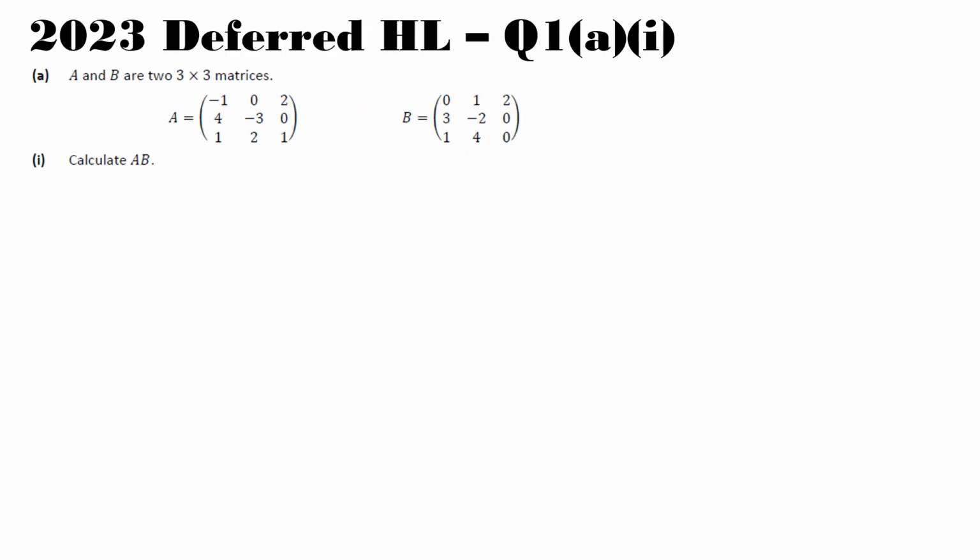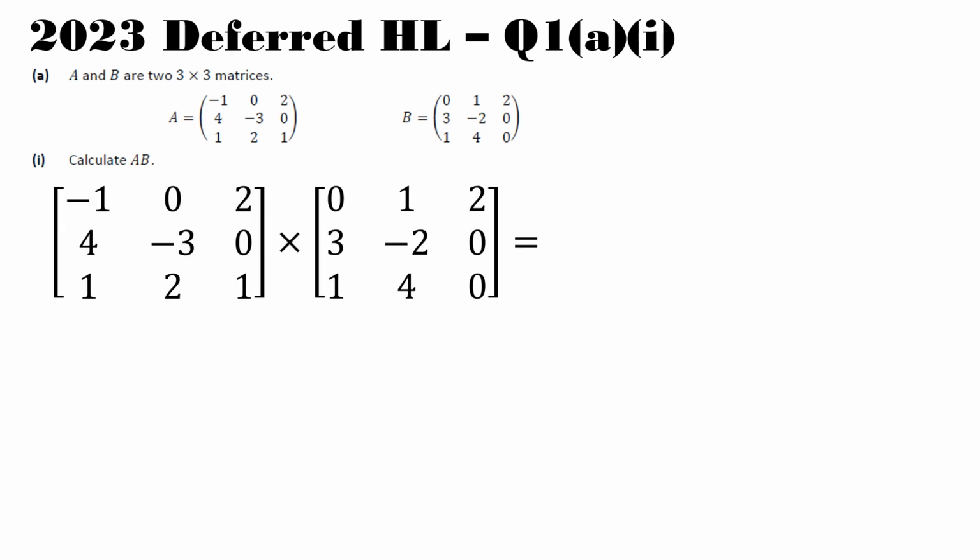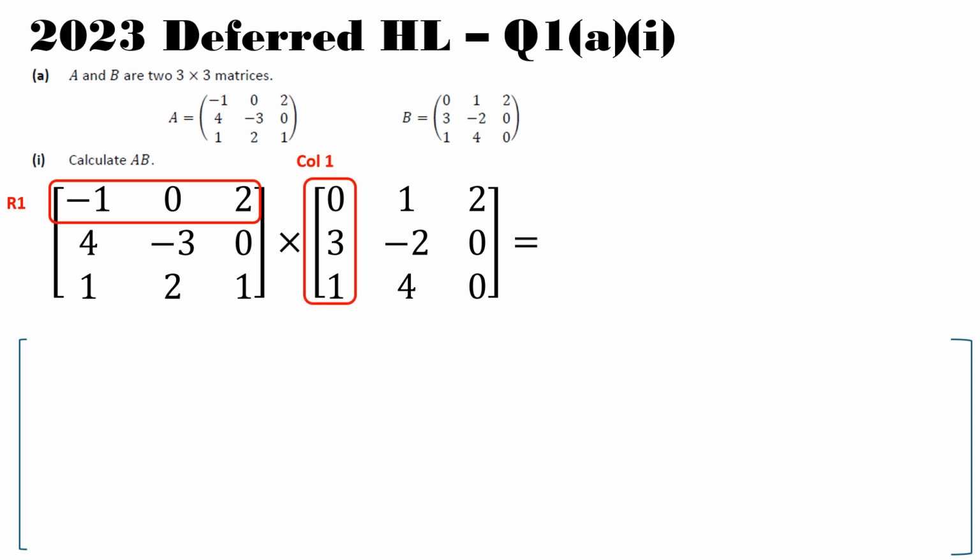So now let's take a look at question 1 part A from the 2023 deferred higher level paper. So we have two matrices here. They're both 3 by 3s. We have A and we have B, and we're asked to calculate A by B. So first thing we want to do is just set up our multiplication, and then our focus is going to be on the row of the first by the column of the second. So row 1 by column 1, and that's going to give us minus 1 by 0, 0 by 3, and 2 by 1, and gives us an answer of 2.